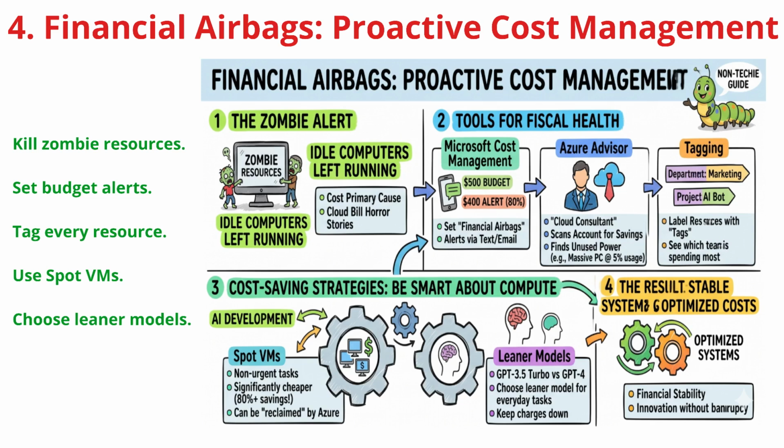Finally, we save by choosing the right power for the job, using significantly cheaper spot VMs for non-urgent tasks, and opting for leaner models like GPT 3.5 for everyday workloads.